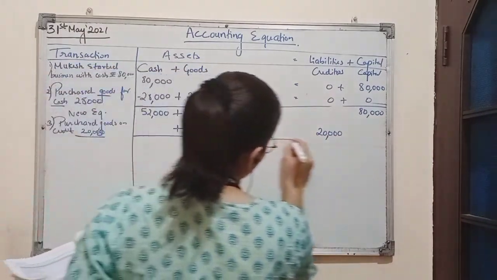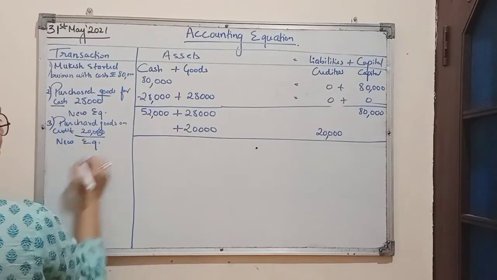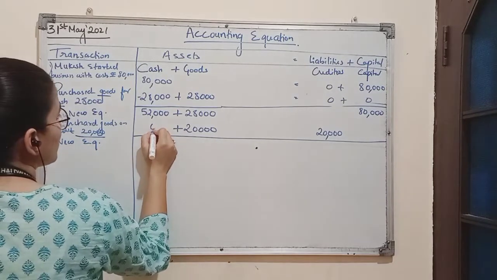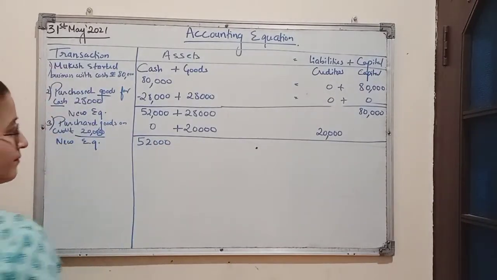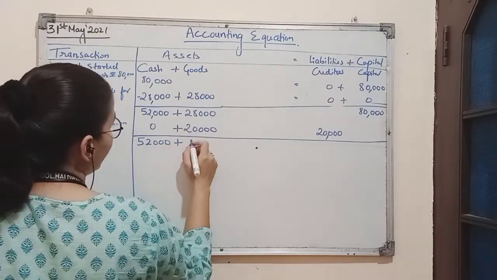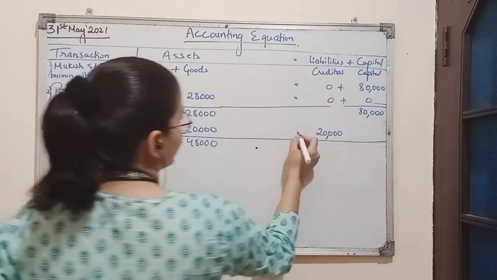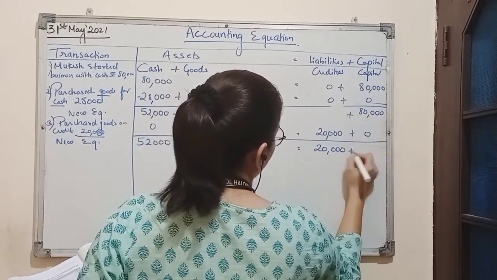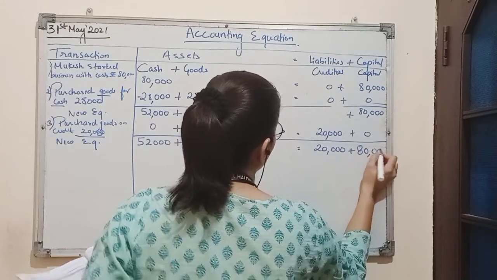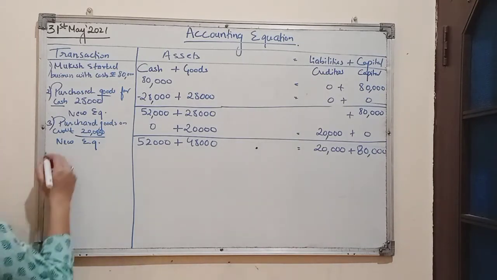Now if we solve this transaction, this will be the new equation. As there is no effect on cash, the cash balance will remain the same, which is 52,000. Then 20,000 will be added, so the balance of goods will be 48,000. Creditors balance is 20,000 and the capital balance remains the same, which is 80,000.